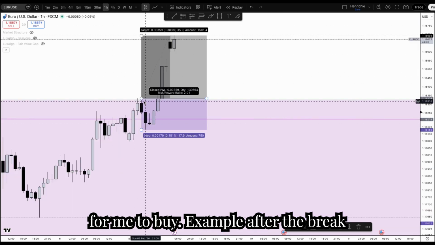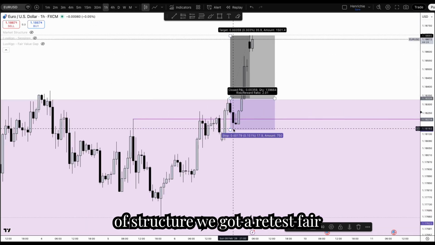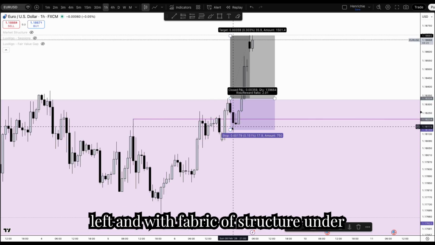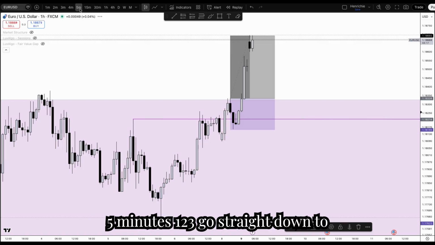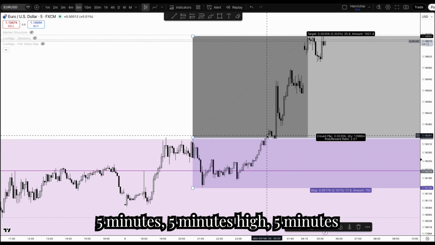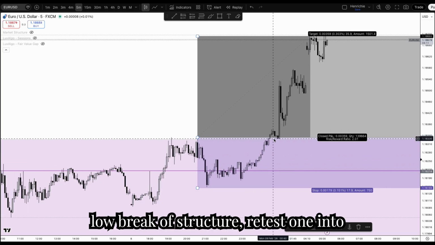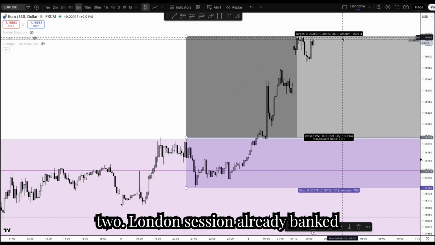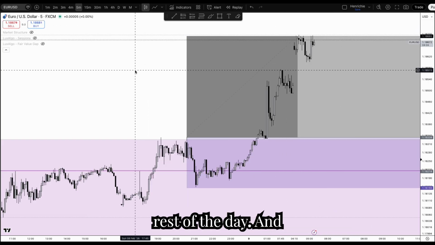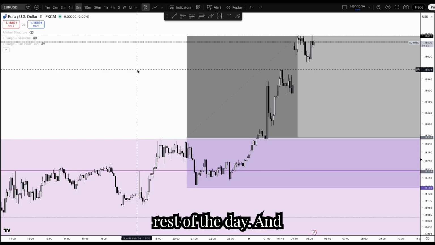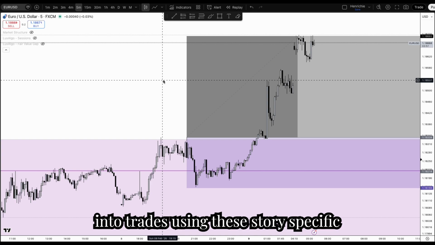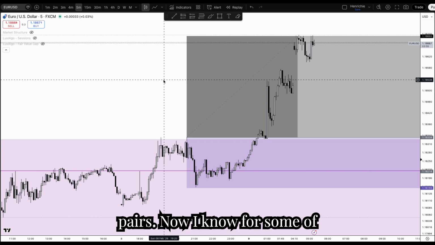Example, after the break of structure, we got a retest, fair value gap. Count 3 time frames to the left and wait for a break of structure in the 5 minutes. 1, 2, 3, go straight down to 5 minutes, 5 minutes high, 5 minutes low, break of structure, retest, 1:2. London session, we already banked the 1:2. We're moving on for the rest of the day. And this is how you can consistently get into trades using these 3 specific pairs.